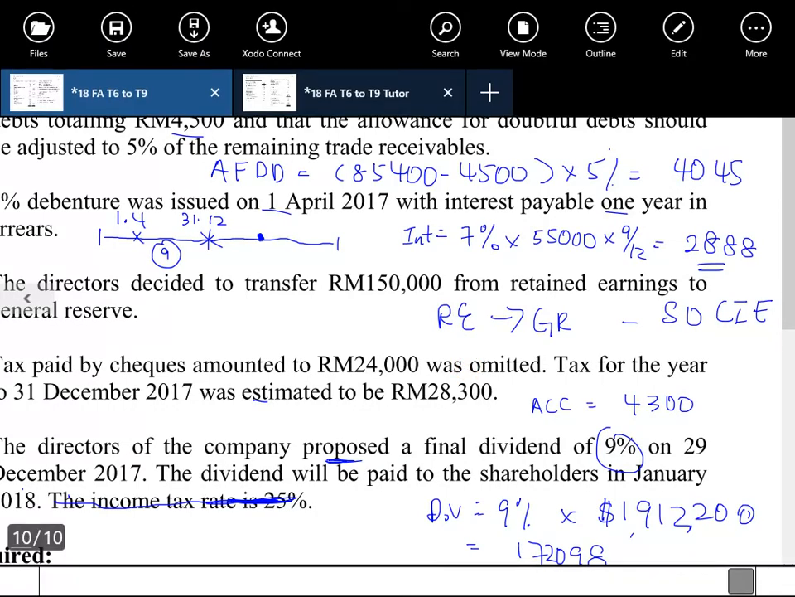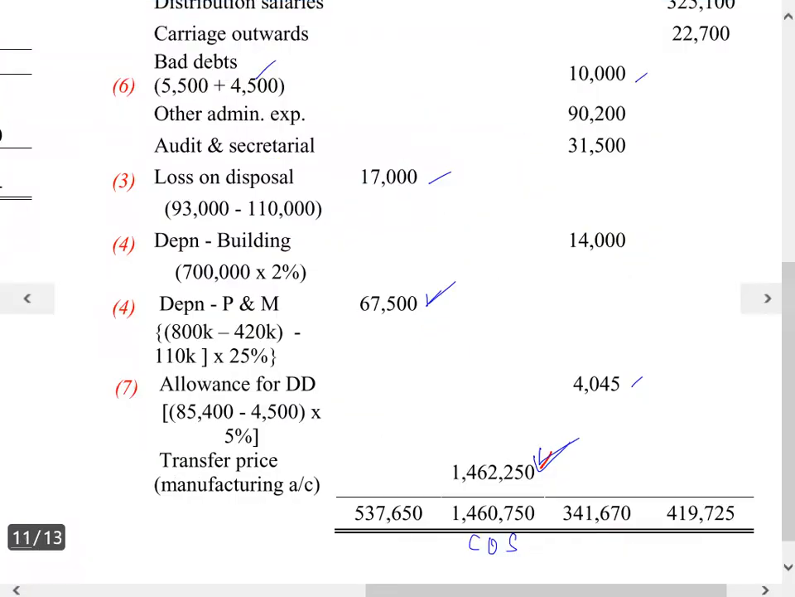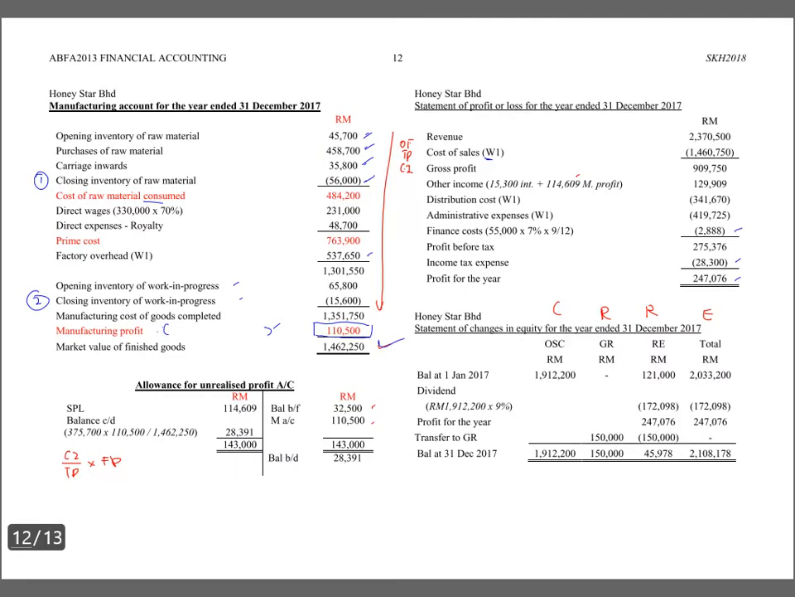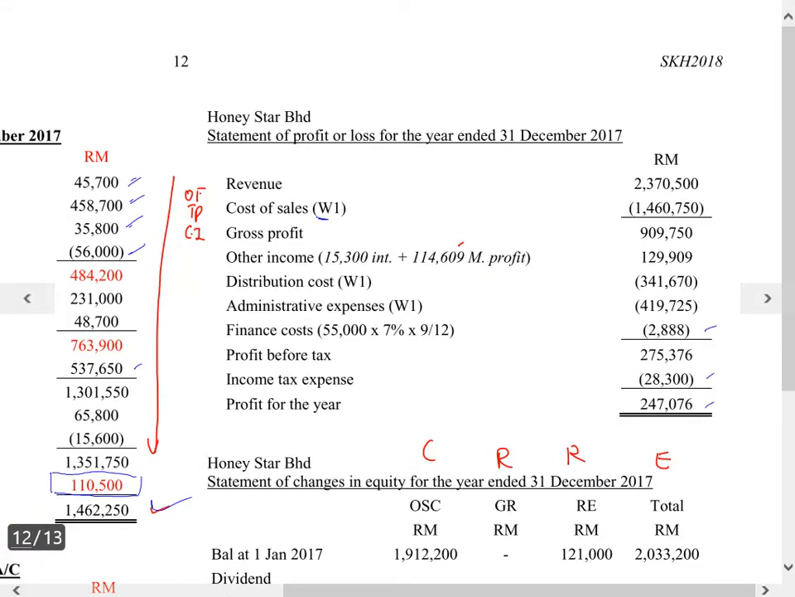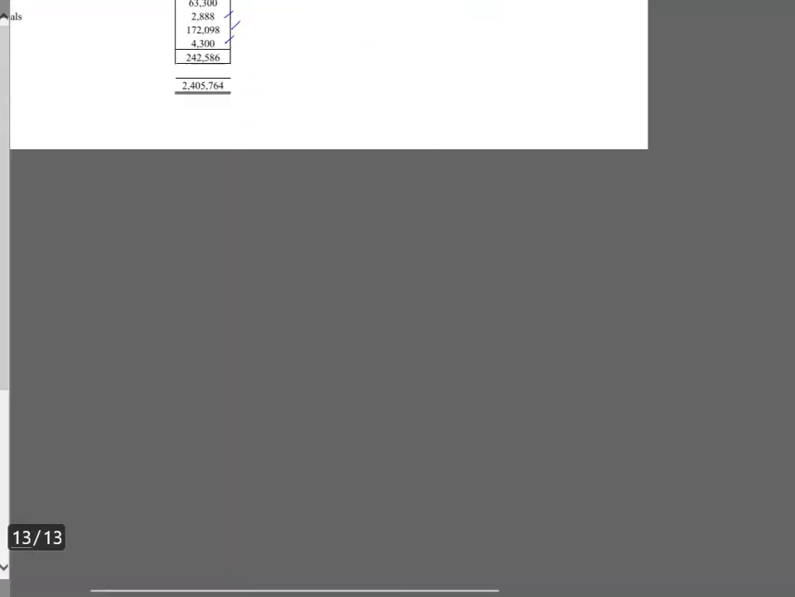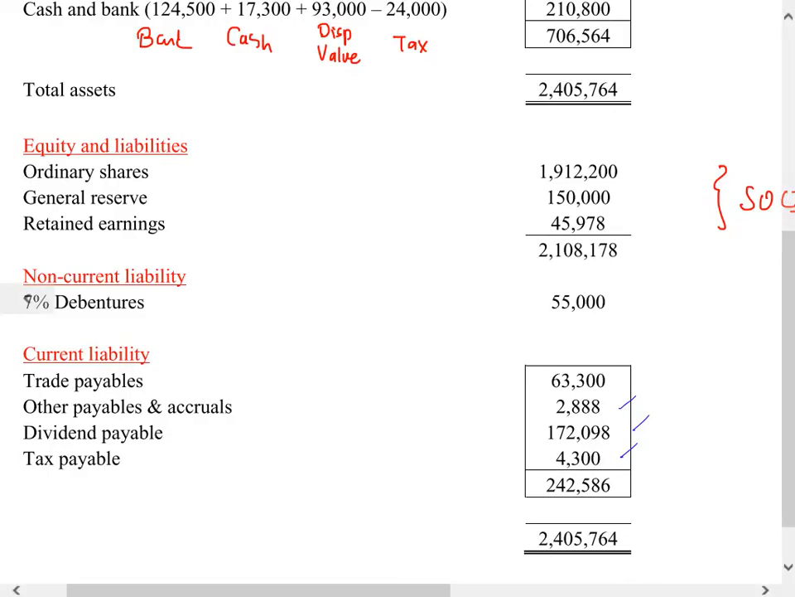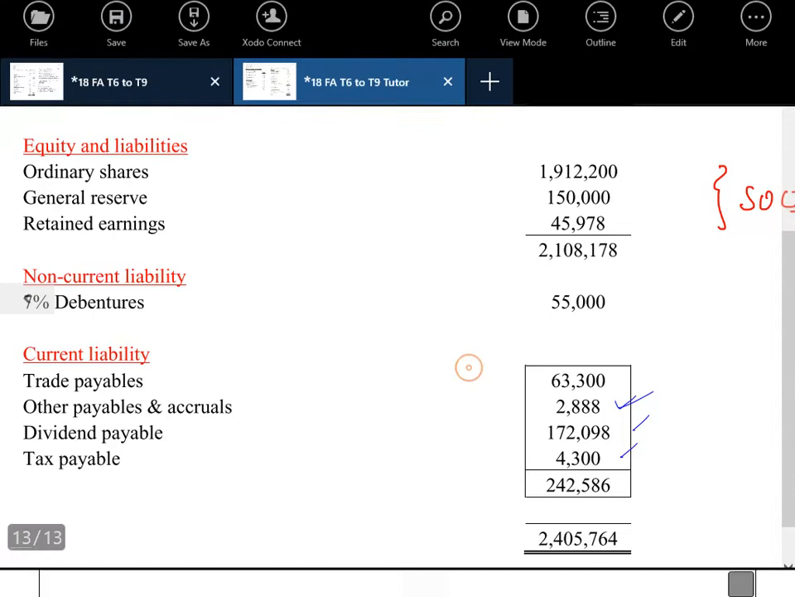Okay. Now, interest appear in my SPL, 288, 9 months, and haven't paid, 288, interest payable, liability. Continue.